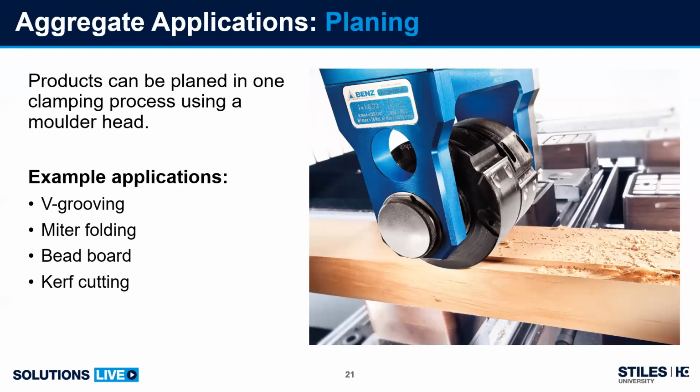Planing. This is an example of the molder head. We actually broke the molder head out into two separate application areas between planing and brushing, which we'll see in just a second. Products can obviously be planed in one clamping process using the molder head. So a very, very versatile unit. This is actually the smallest of the molder units that we have. There's a 30 mil diameter arbor there that you can see. We also have a 35 that allows you to stack blades, whatever kind of heads you would like on there.